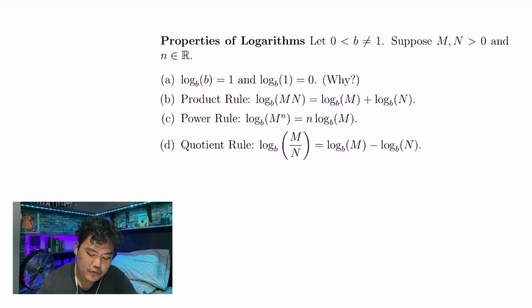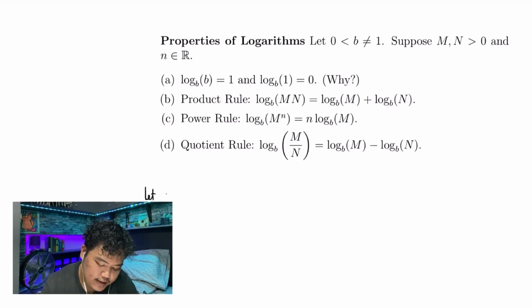And we have the quotient rule. The log of a quotient to the base b, say m over n, is equal to log base b of the numerator minus log base b of the denominator. So, let's derive just one of these, just the second one, to justify it somehow.